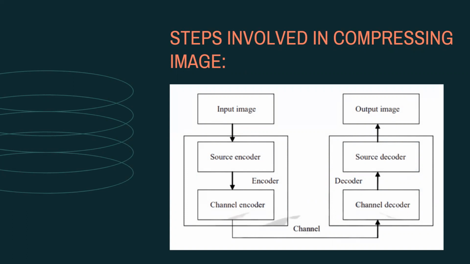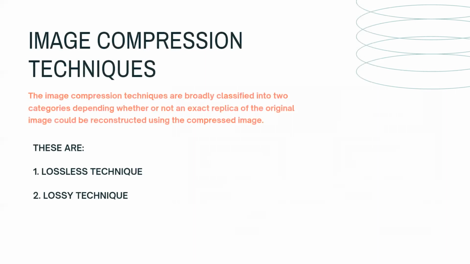After that, we will process the image in the encoder. The encoder has two parts, the source encoder and the channel encoder. After that, the image passes through the channel and reaches the decoder. In the decoder, we have the channel decoder and the source decoder, and finally we get an output.